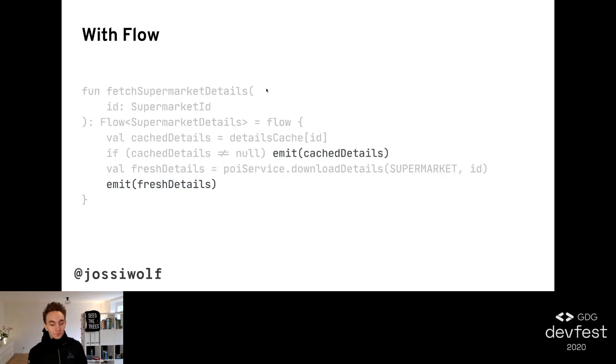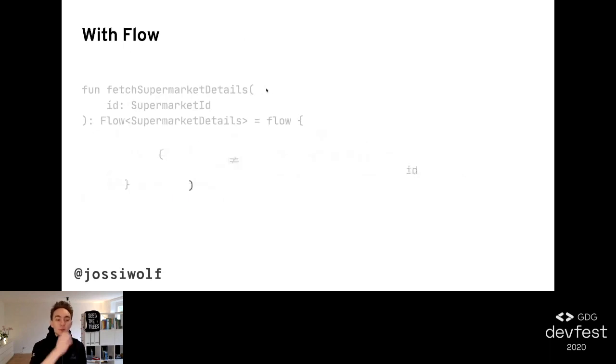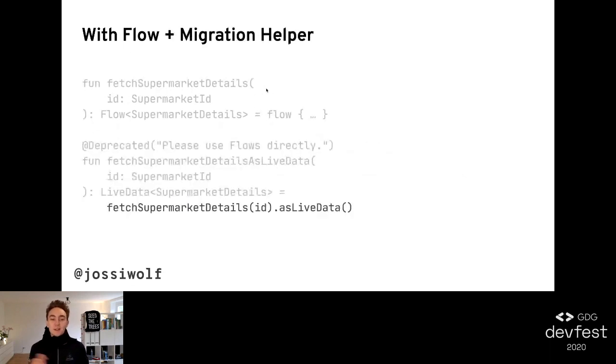So what we did was we just said, all right, asLiveData. There's this genius extension function on flows, called asLiveData, and it just converts a Flow to a LiveData, which is super, super nice for migrating or for communicating between layers that use Flow and LiveData.